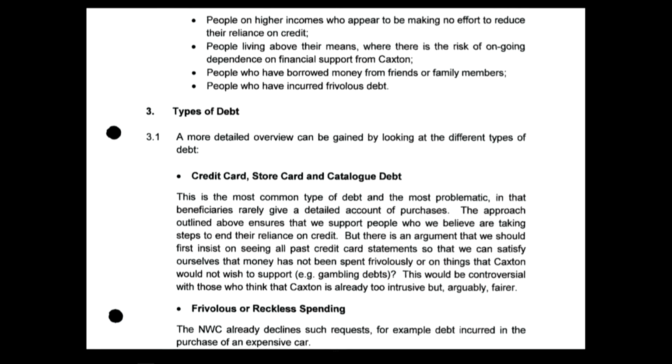Can I just ask you some questions about this concern about people living above their means, where there's a risk of ongoing dependence on financial support from Caxton? Was that another concern of Caxton in relation to dependence? Yes, it was. And what was the concern?